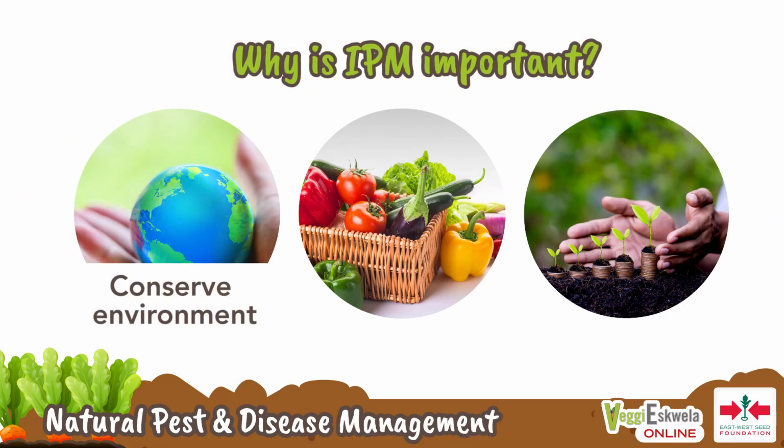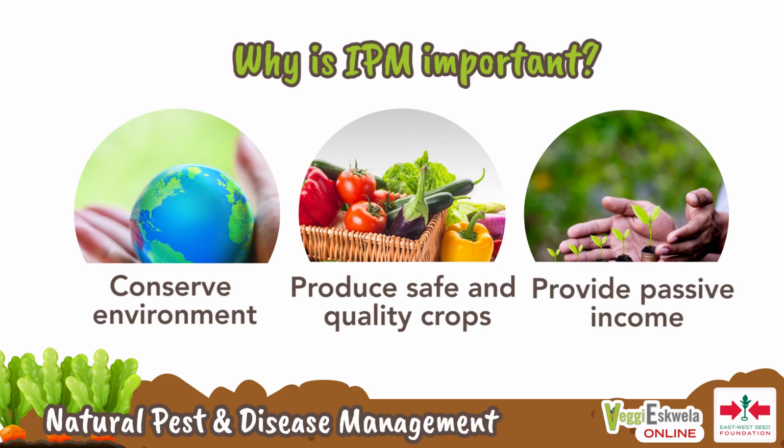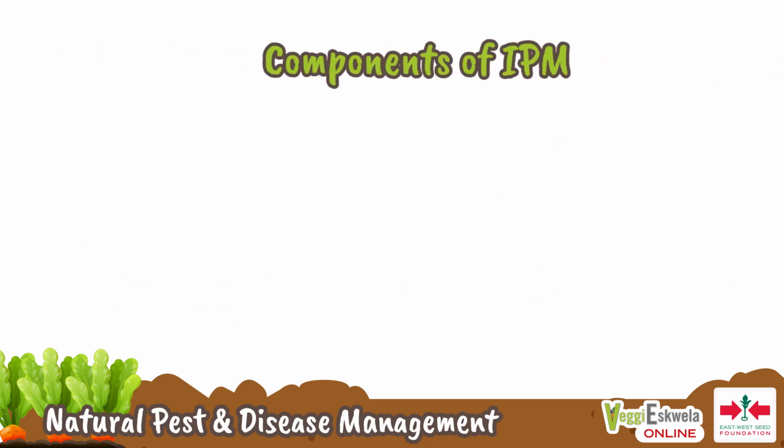IPM facilitates conservation of the environment. Through an integrated approach in minimizing the pests in our garden, it gives us safe, quality, and fresh produce. Lastly, it provides us with passive income as we don't need to purchase external inputs just so pest infestation can be minimized. The following are the components of IPM.